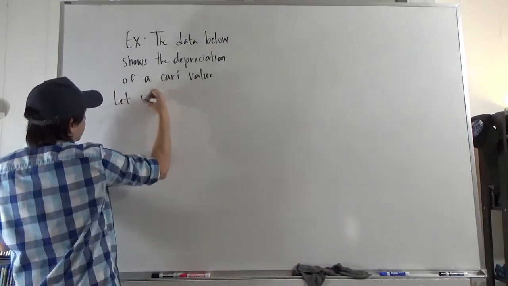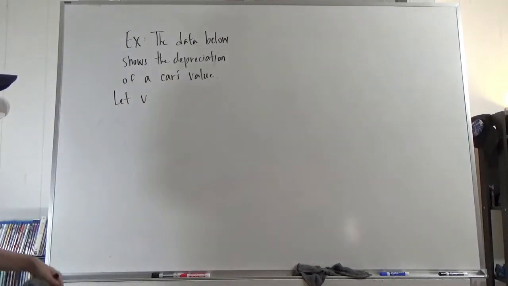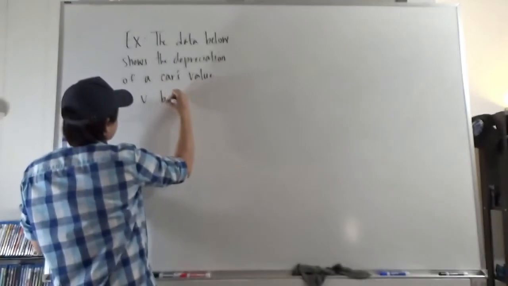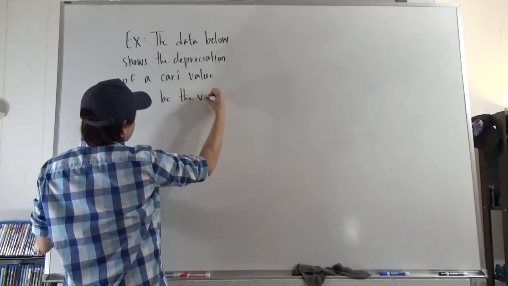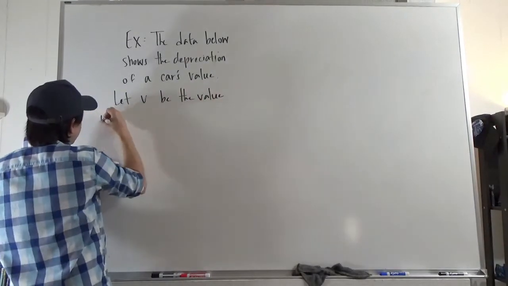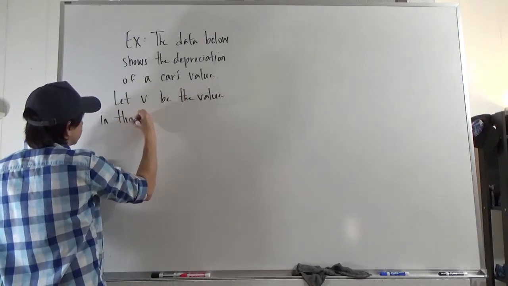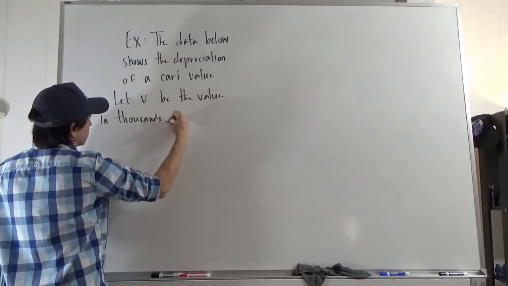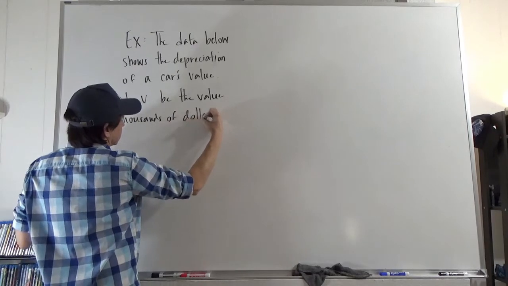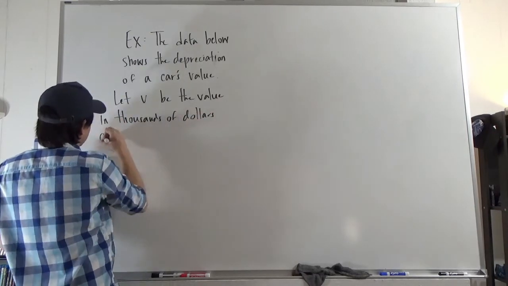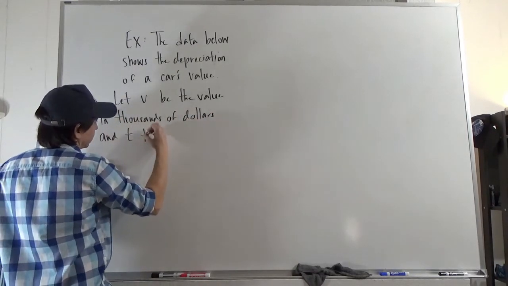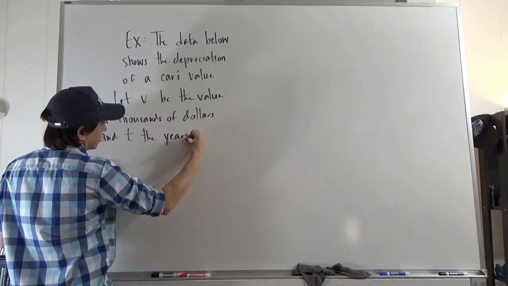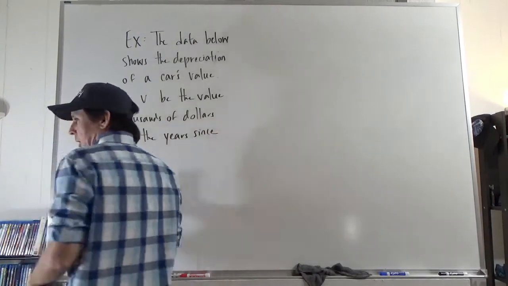I'm going to introduce variables. We're now going to get away from y and x and get you used to adapting a little bit. Let v be the value in thousands of dollars. And t, the years since 1990.